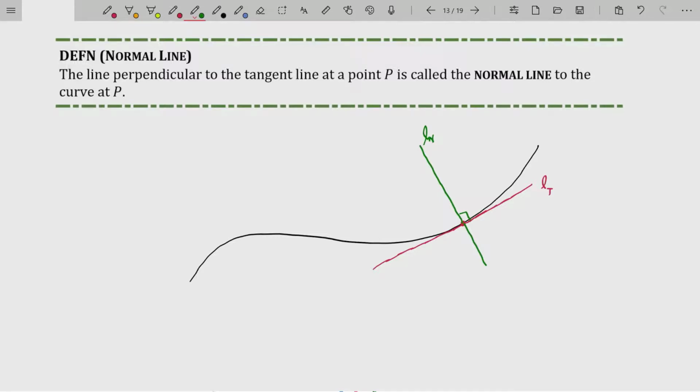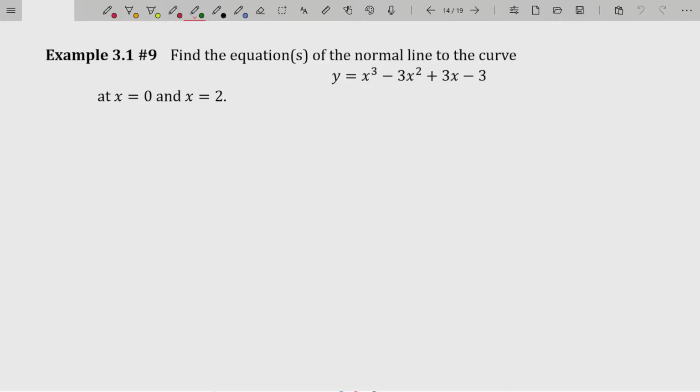It's essentially the force that keeps you in your seat when you're on a roller coaster. That's what the normal force is. So in any question that asks you for a tangent line, they could also ask you for a normal line. So in this example, same exact polynomial we faced earlier. This time, they're asking us to find the normal lines to the curve at x equals 0 and x equals 2, which are the 2 points that we had previously.